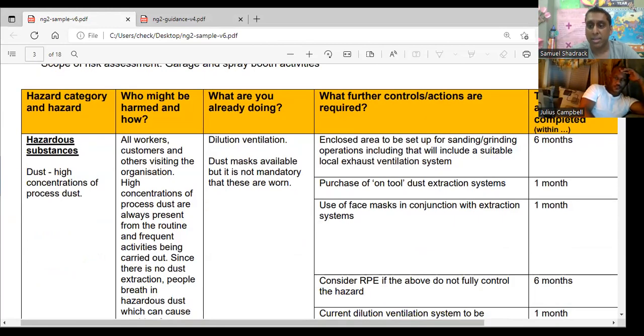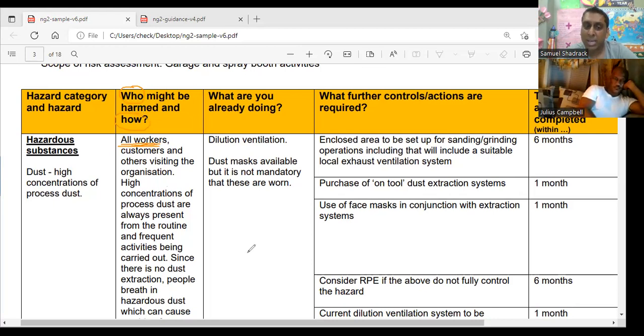Let me just grab my marker again. The who might be harmed. You have to say who the workers are. Examiners don't like it when you just say all workers. You have to say who could be harmed: technicians, supervisors, health and safety, fire watch. Those are the persons that could be harmed. And you have to say how they could be harmed.